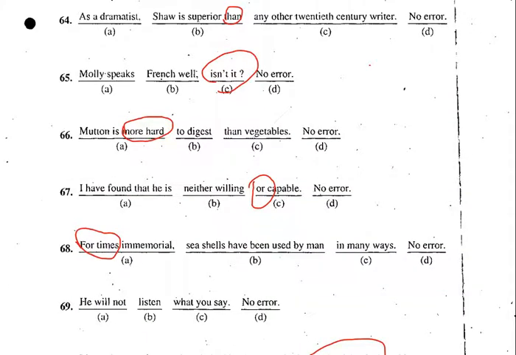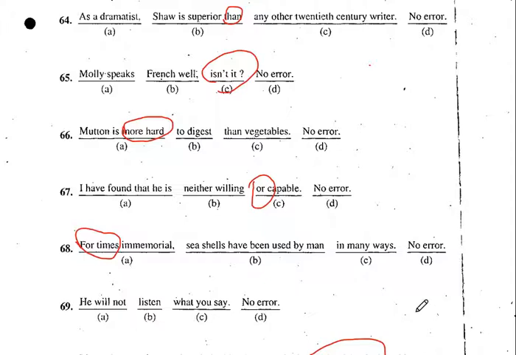We'll go to the 64th. What we have seen: superior to, inferior to. Yes, you remember that rule. Very good. Senior to, junior to. So Molly speaks, doesn't she? What should come? Doesn't she? When it is positive, it has to be negative. The question tag will be negative if it's positive. If it's negative, the question tag will be positive.